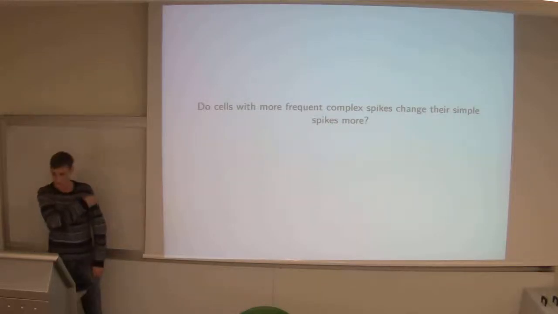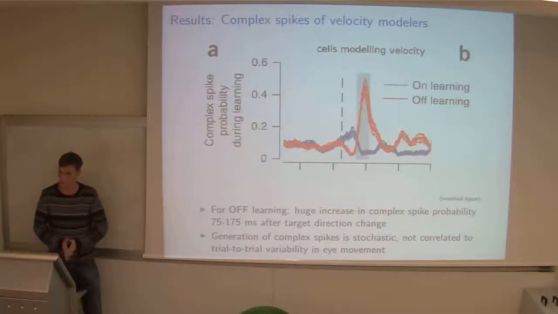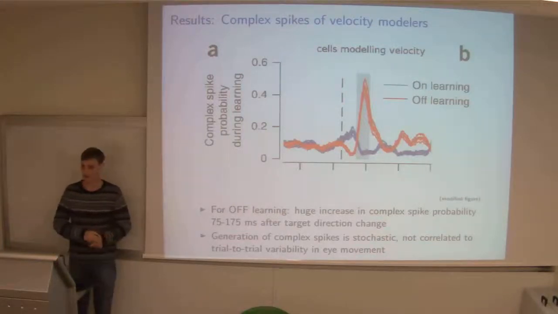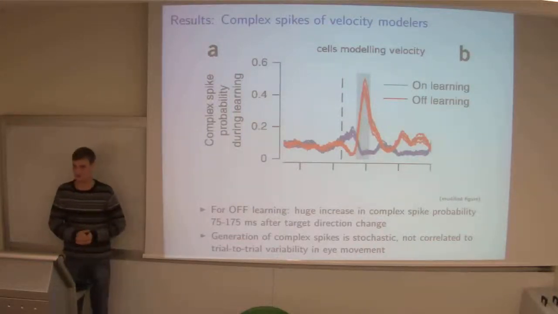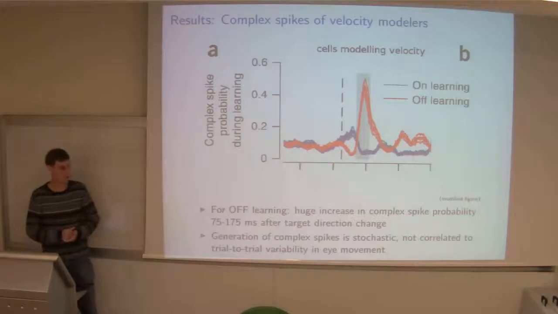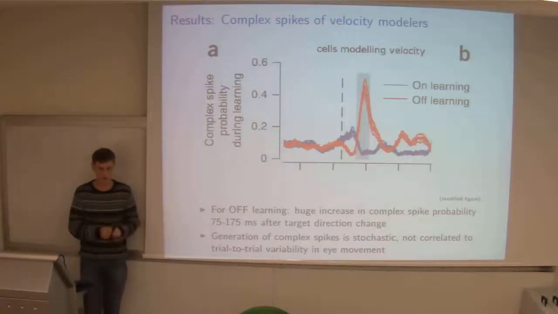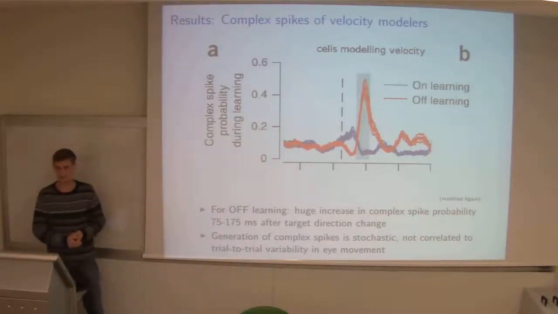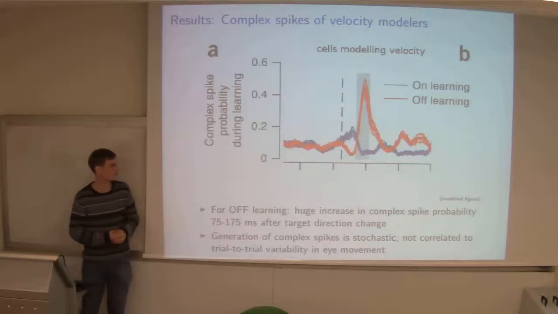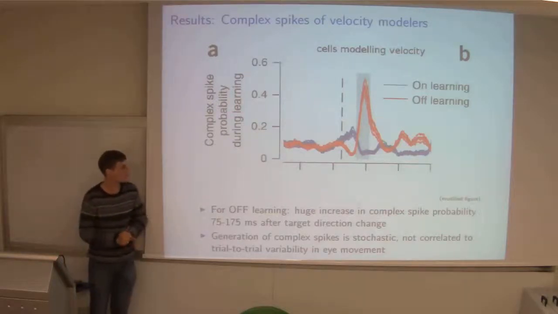Why would you expect 100%? No, I wouldn't expect it, but they asked, and maybe one would expect 100%, or more likely one would expect that whenever the monkey makes a bigger error, there's a higher likelihood of a complex spike. But that's not true. Or at least they didn't find it.